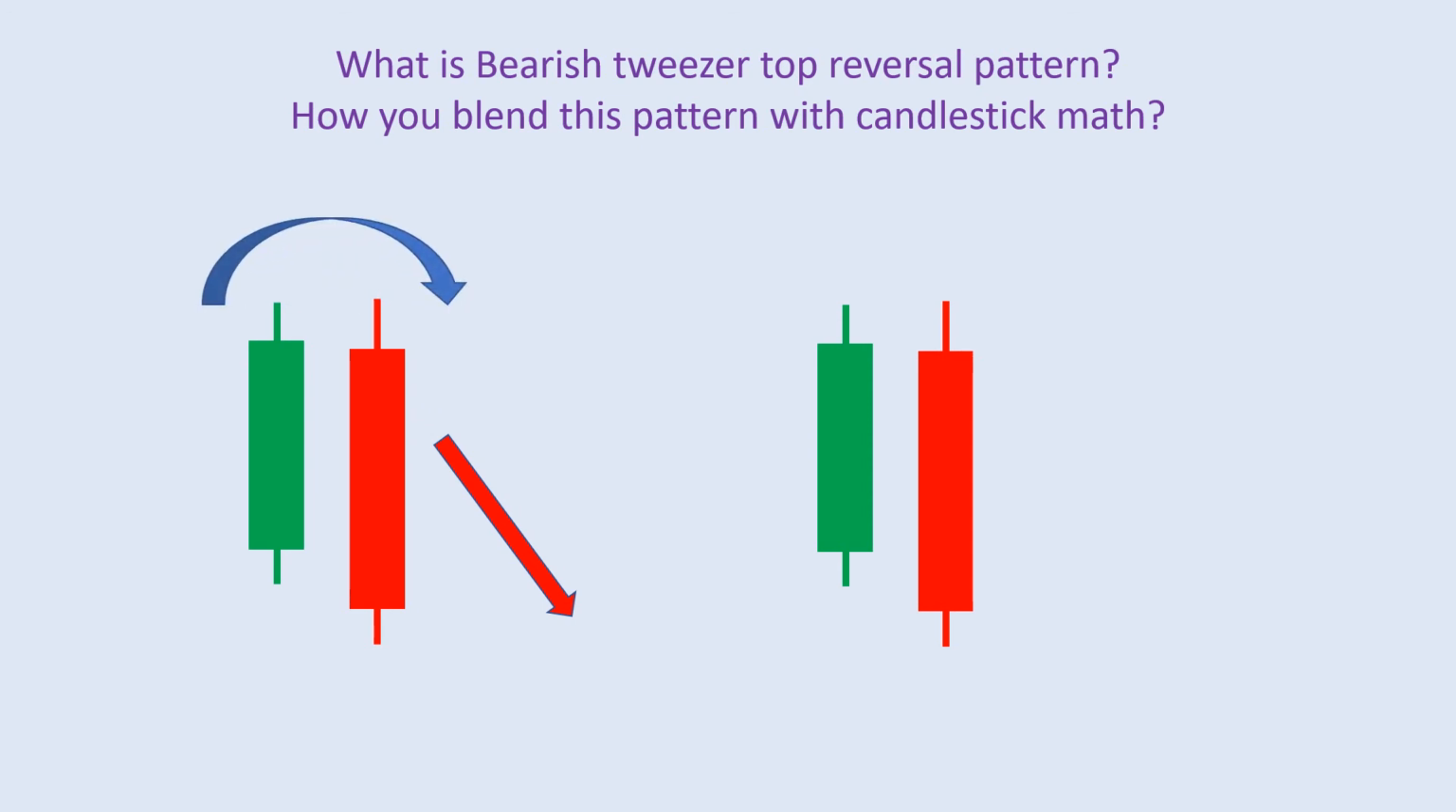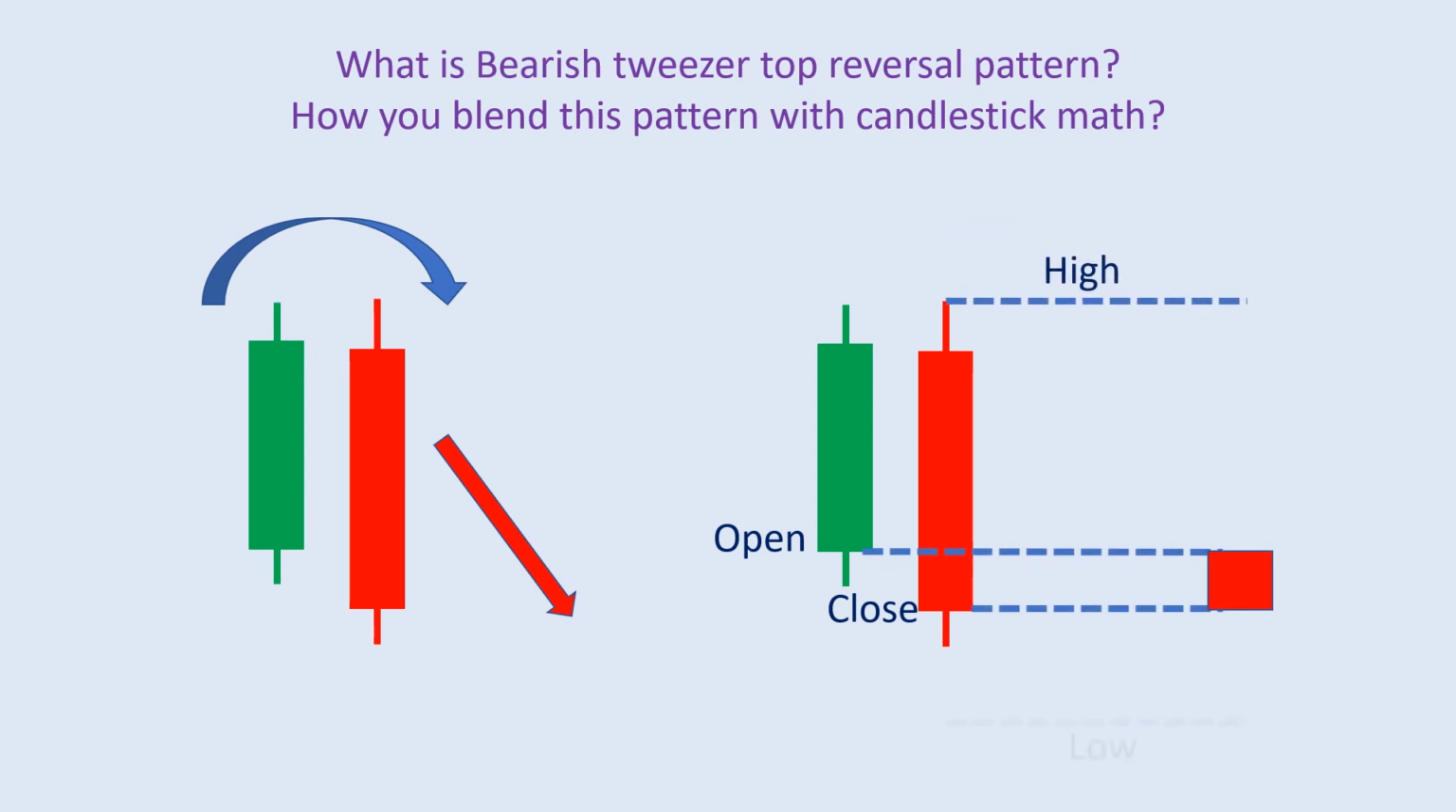In order to blend these two candles, we take the open of the first candle, we take the close of the last candle, then we take the portion between open and close, and then we take the high and low of the pattern. And the equivalent will be a bearish shooting star.